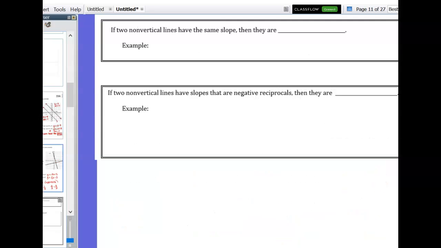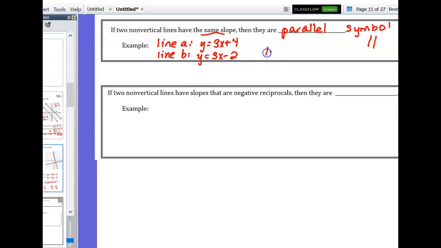If two non-vertical lines have the same slope, then they are parallel. And the symbol that we use for parallel lines looks like this, two lines that are parallel. So the example that we have is line A is y is equal to 3x plus 4, and line B is y is equal to 3x minus 2. We can say that line A is parallel to line B.